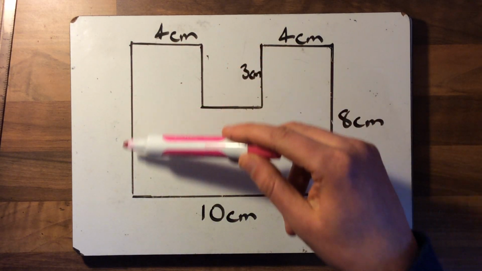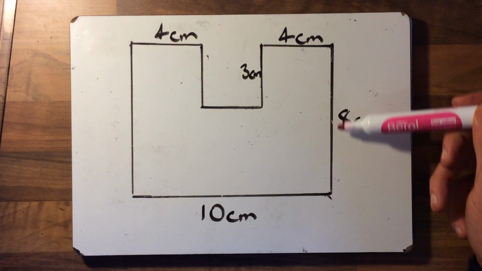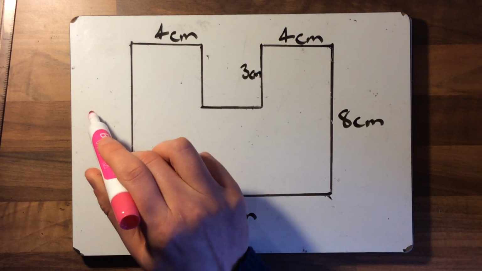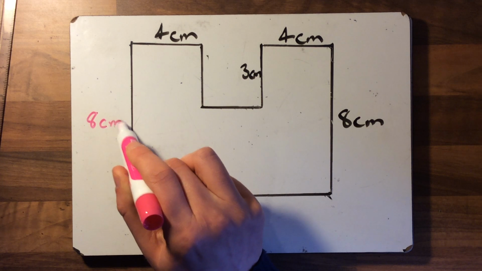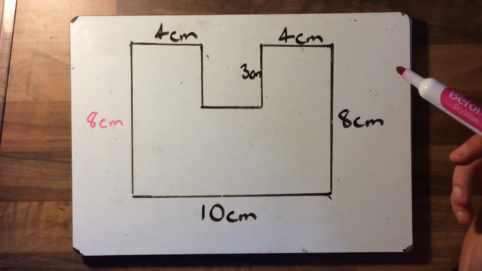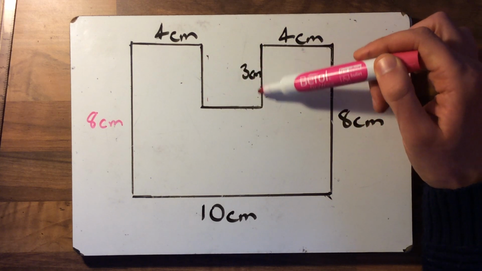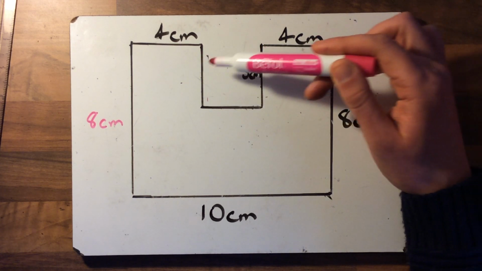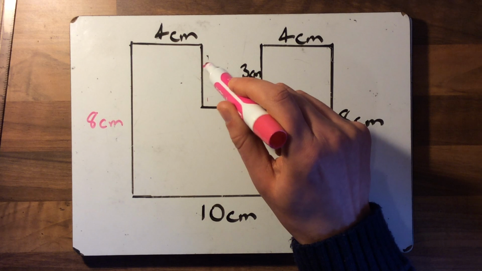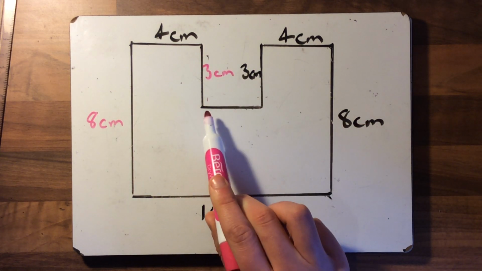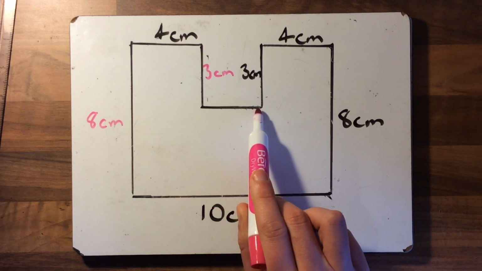Right, so let's have a look at this long one down here. If this long one down here is 8 centimetres, the one opposite also has to be 8 centimetres. So we found one. Now, if we have a look at this one here, it's the same size as this. If this is 3 centimetres, the one opposite will also be 3 centimetres.